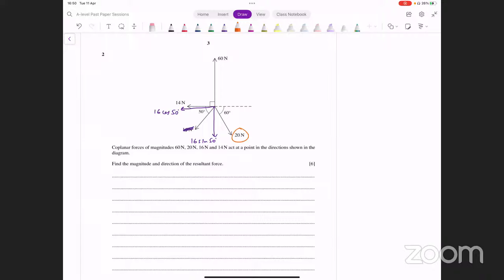Then what about the components of 20? It has two components, one acting to the right here, one acting downwards here. With the component next to the angle, cos is used, so that's 20 cos 60, and with the component on the other side of the angle, sin is used, you get 20 sine of 60 degrees. Okay, so you have resolved the forces. Now, how do you find the resultant force for all of them?